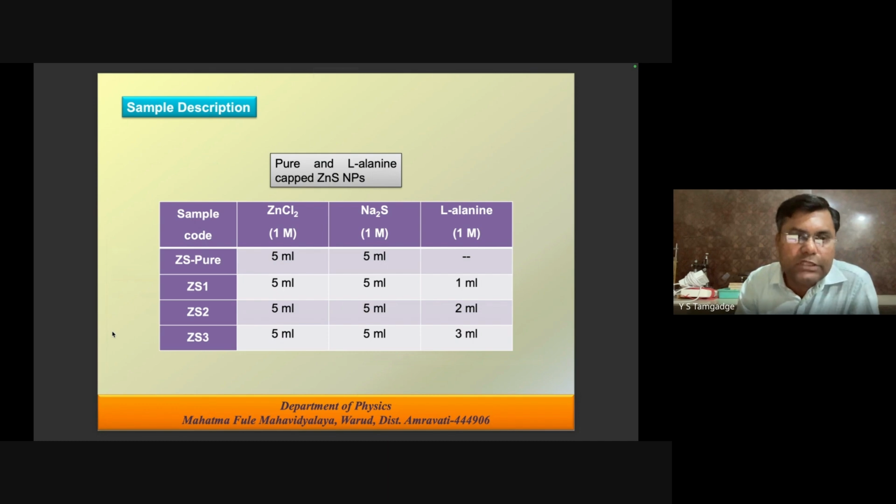So these are the samples which were prepared by us. We have prepared 4 samples actually. The first sample is ZS pure, meaning without capping agent. The ZS1 sample was prepared using the capping agent with a quantity of 1 ml of 1 molar concentration. The ZS2 sample was prepared using 2 ml of the L-alanine capping agent. And the ZS3 sample was prepared by putting 3 ml of L-alanine of 1 molar concentration.